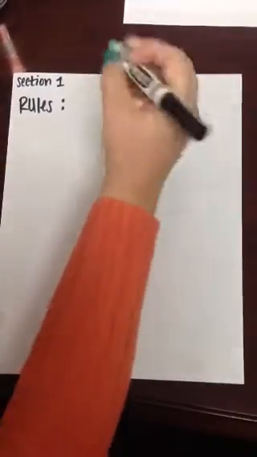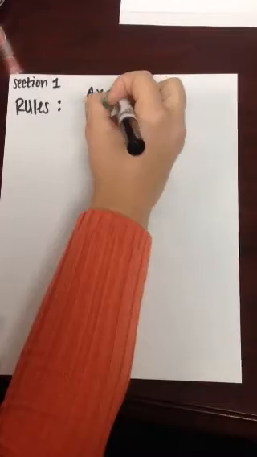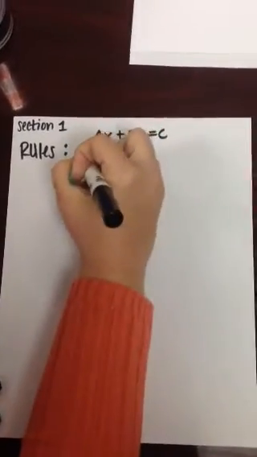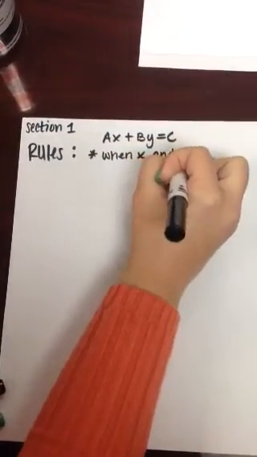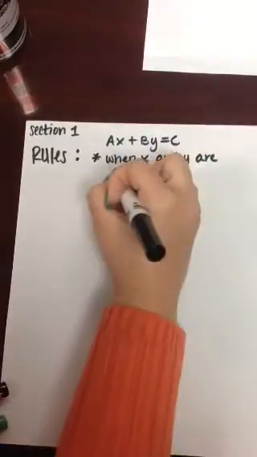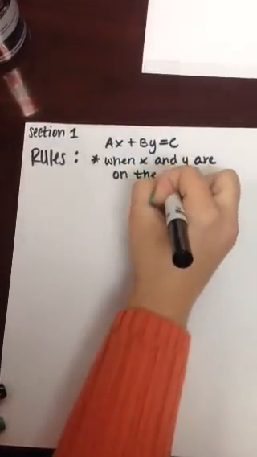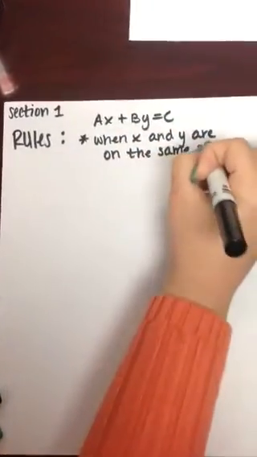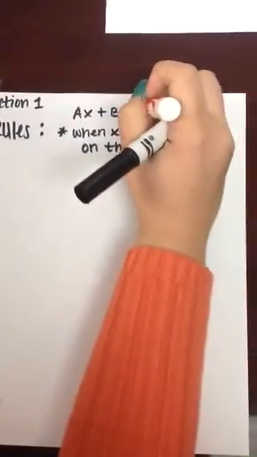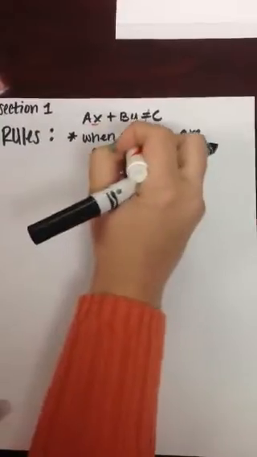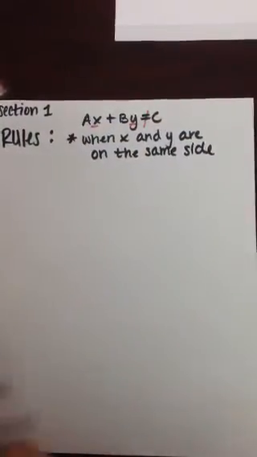There will be 4 sections, so section 1 is going to be titled Rules. Now remember, standard form is your AX plus BY equals C. You know it's standard form when X and Y are on the same side. So if you were to draw a line down your equal sign, you notice that X and Y are on the same side as the equal sign.